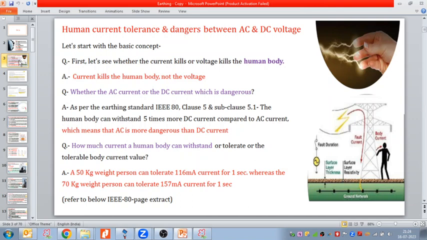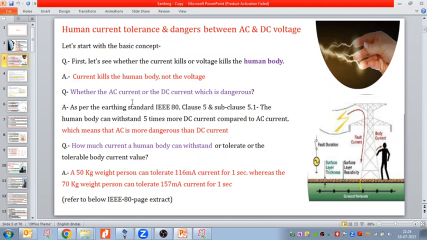Let us see for the human body whether the current or the voltage is hazardous. First, let us see whether the current kills or the voltage kills the human body. So the answer is the current kills the human body, not the voltage. So current is hazardous. Second, whether the AC current or the DC current, which current is dangerous for a human body.